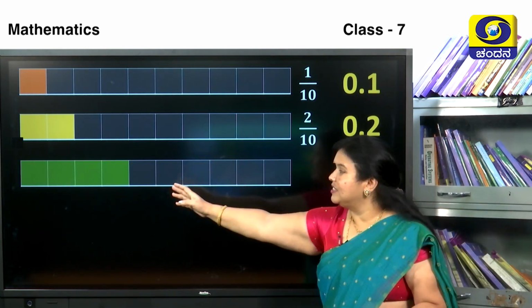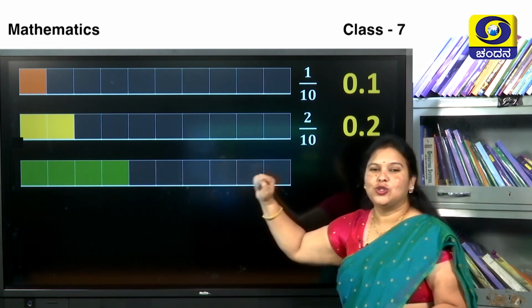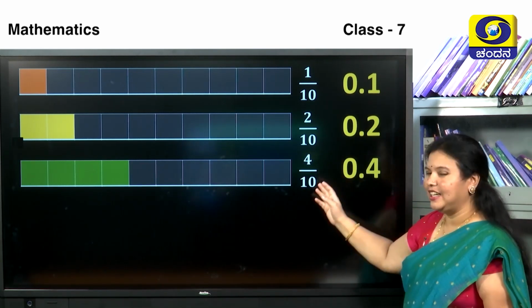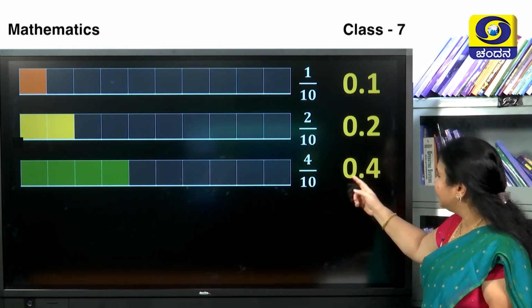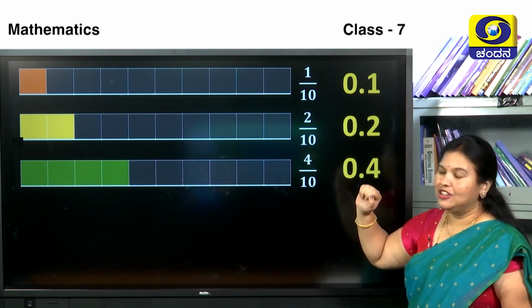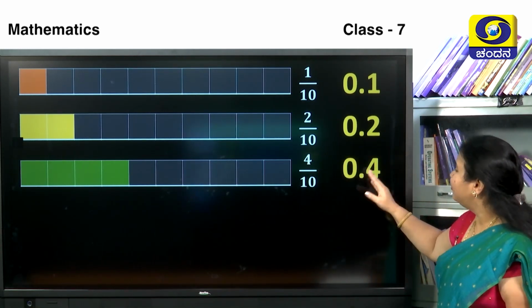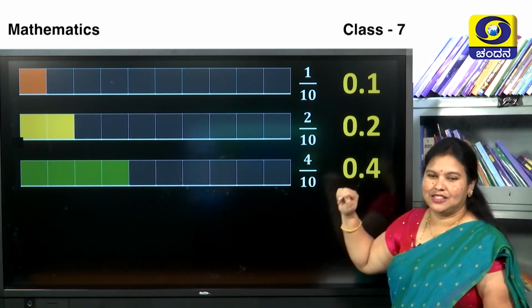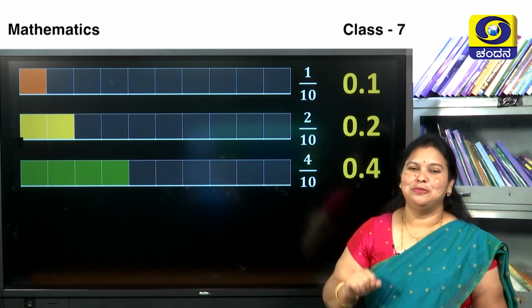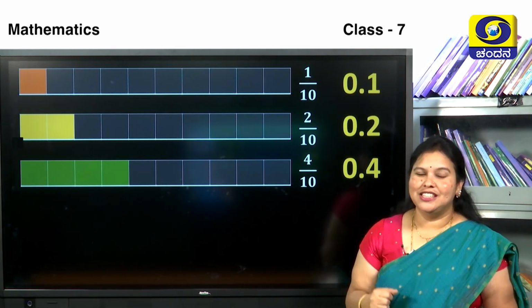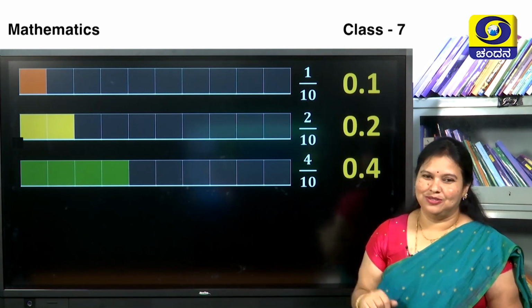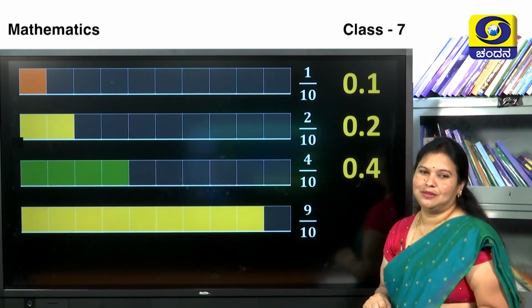Here 4 boxes are shaded out of 10. So, how to write it in fraction? Yes, it is 4 by 10. So, it can be written as 0.4 because we have 4 in the numerator. So, we have to write it after the decimal point in 10th place. If it is 5, then it could be, yes, 5 by 10. Then what would be the decimal form? Yes, it is 0.5. We will see the next example.